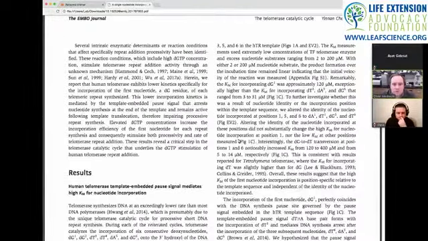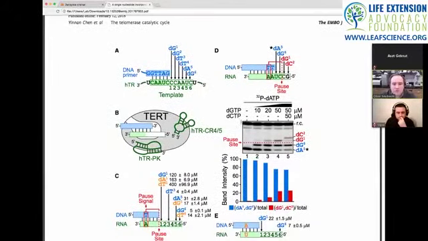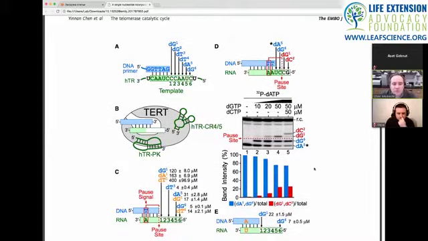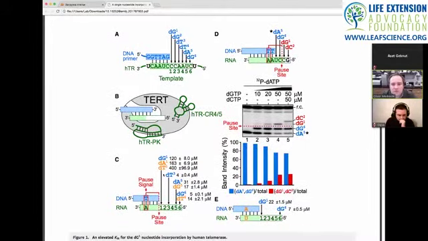So there's a lot of terminology here. There's a lot of jargon, as all papers have jargon. This one has its own particular jargon. All of these figures here in figure 1, these subfigures, are all done in vitro. So it's a cell-free extract.